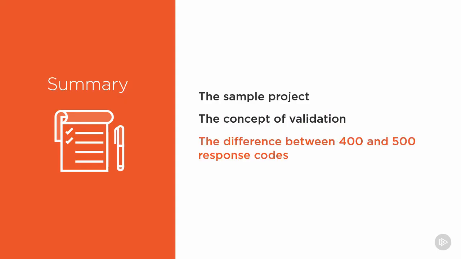We also briefly discussed the difference between 400 and 500 response codes. The 400 response code should be used for validation errors, the 500 response code for internal server errors. The difference between them is that the former is caused by the client, while the latter by the server itself. This is another concept that we'll discuss in more detail when we'll be talking about the theory behind validation.